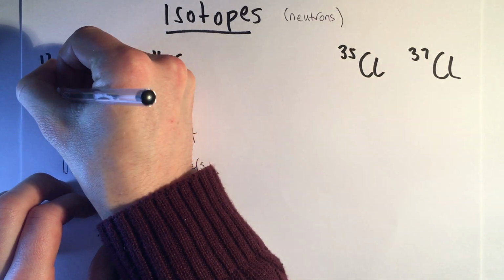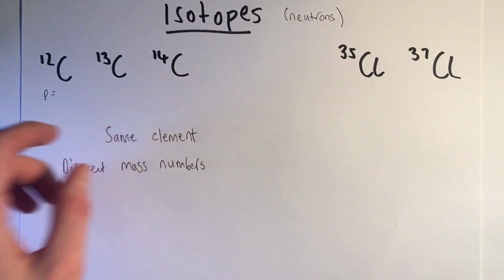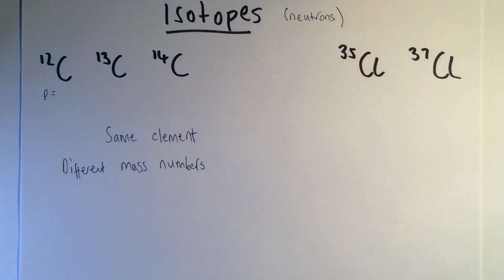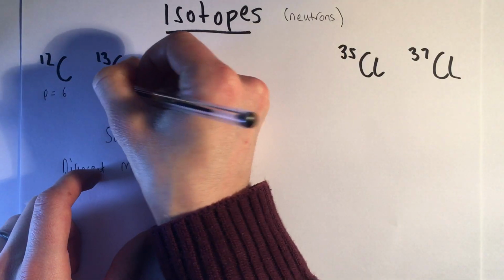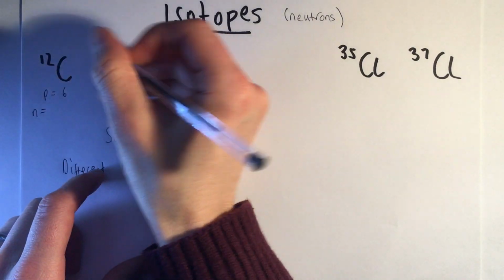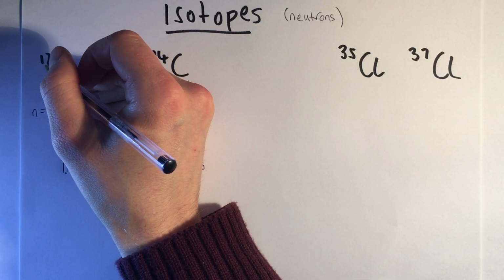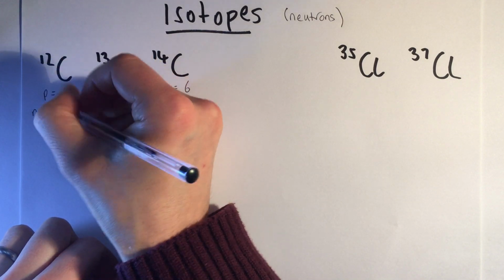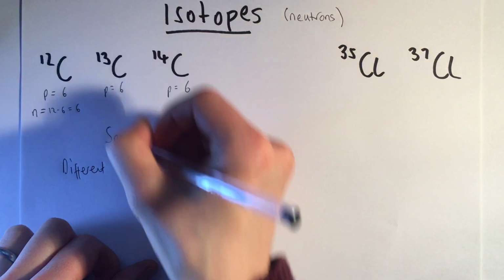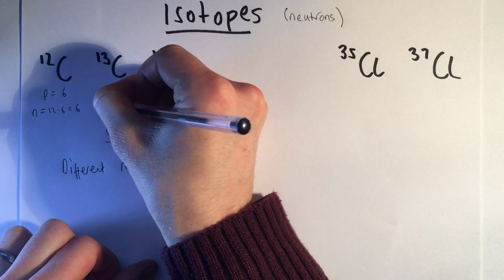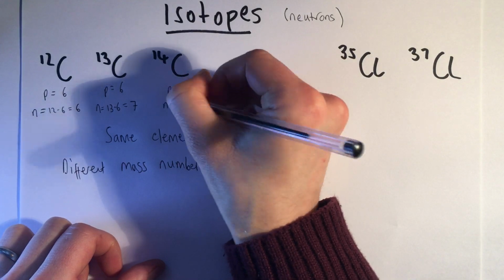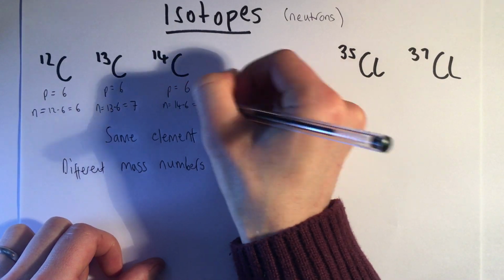So first of all, if we look at the number of protons, these are all carbon atoms. If we look at the periodic table, carbon has an atomic number of 6. So these have all got 6 protons. That's what makes them carbon atoms. Number of neutrons then is going to be our mass number, take away the 6 protons. So this carbon atom has 12 take away 6. It has 6 neutrons. This carbon atom has got 13 take away 6, so it's got 7 neutrons, and this carbon atom has got 14 take away 6, it's got 8 neutrons.